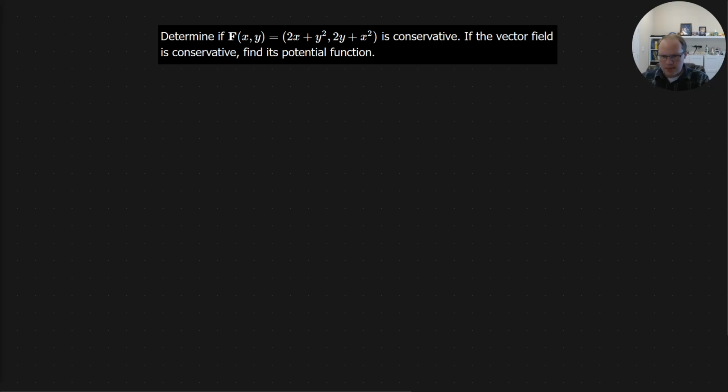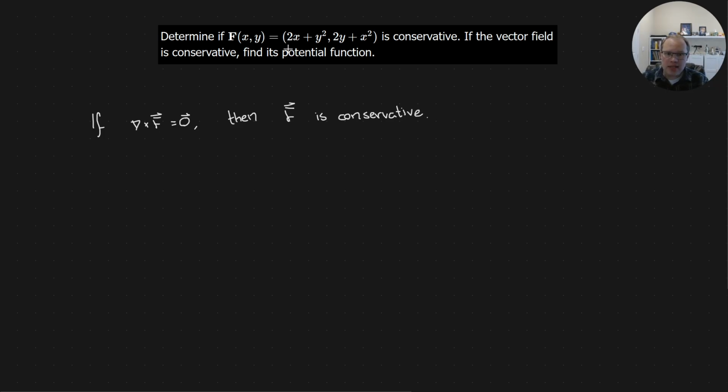Let's take a look at a couple of examples here. For this one, we have a vector field F with components 2x plus y squared and 2y plus x squared. We want to determine if this vector field is conservative. And if it is conservative, then let's find the potential function. So the first thing we need to do is test if it's conservative. If the curl of the vector field is 0, then the vector field is conservative.